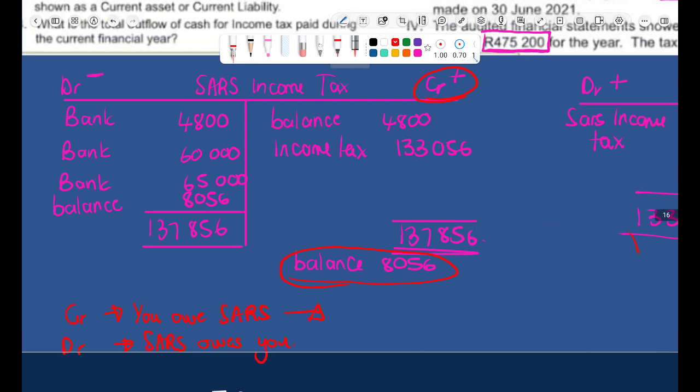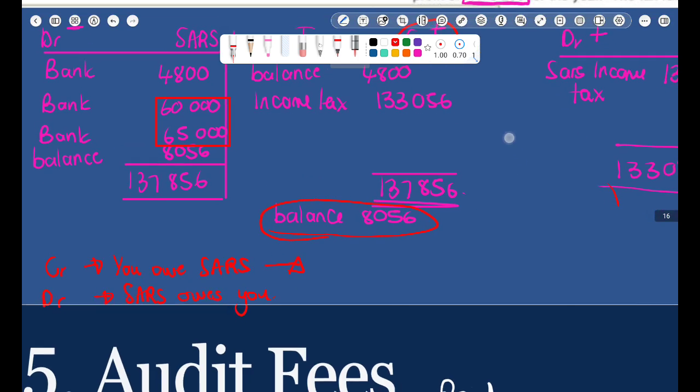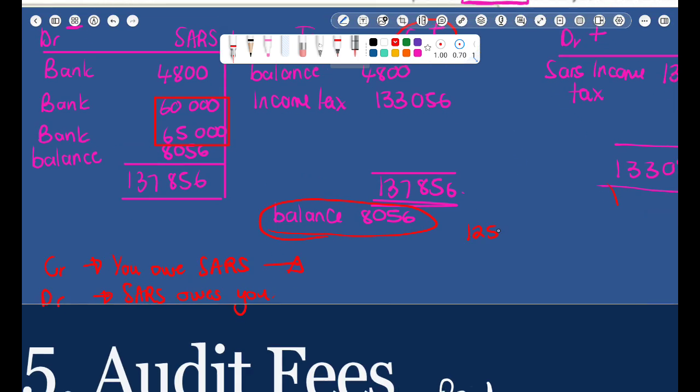But then we can also think about it logically, right? How much did we pay? We paid 60,000 and the 65,000, right? That's how much we paid over to SARS. Those were our two provisional payments during the year. So in total, we paid 125,000 rands to SARS. But how much is SARS actually charging us for income tax? They charged us an amount of 133,056. So we can see that this is the amount that we were supposed to pay, but we've only paid 125,000. So it makes sense that we owe SARS because we've underpaid.